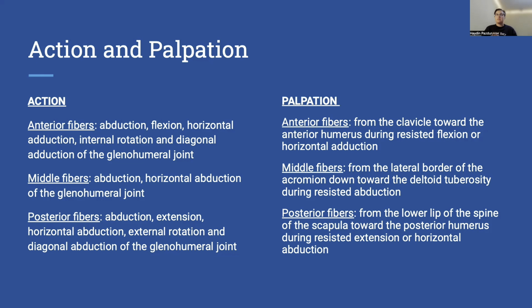Now, for palpation, same thing. The 3 different fibers have different ways that they are palpated. For the anterior fibers, you are going to palpate from the clavicle towards the anterior humerus during resisted flexion or horizontal adduction. For the middle fibers, you are going to palpate from the lateral border of the acromion down toward the deltoid tuberosity during resisted abduction. And lastly, the posterior fibers of the deltoid are going to be palpated from the lower lip of the spine of the scapula toward the posterior humerus during resisted extension or horizontal abduction.